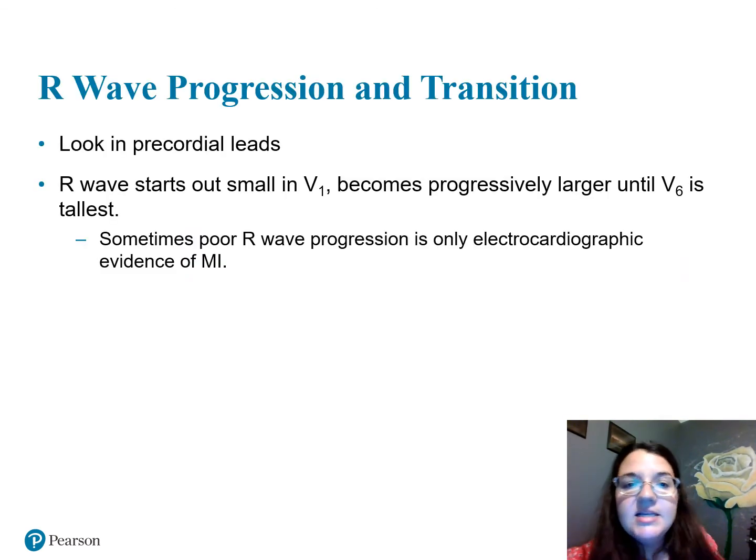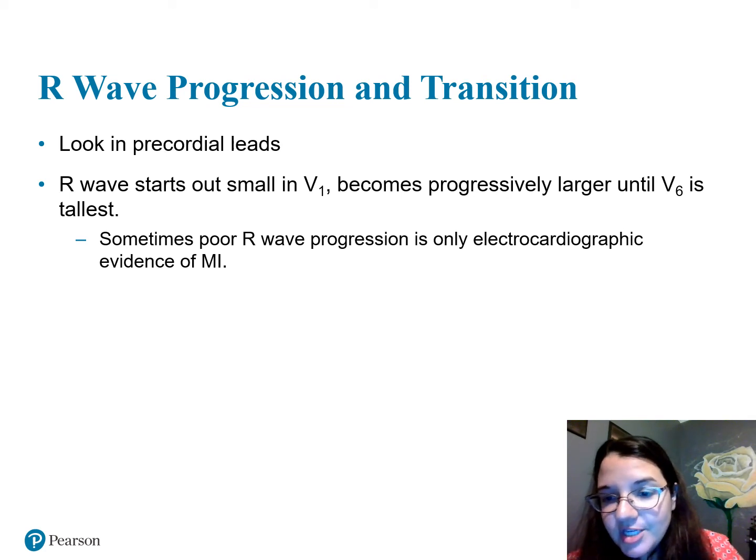Okay, so let's talk about the R wave progression and transition. We're still talking about your QRS complex. Now we're specifically talking about the R, the positive deflection on an EKG rhythm. Look in your precordial leads. Remember, we've already talked about your frontal leads, right? Your frontal leads are all your leads on the front of the body. We're talking about AVR, AVL, AVF, leads 1, 2, 3, V1 through V6.